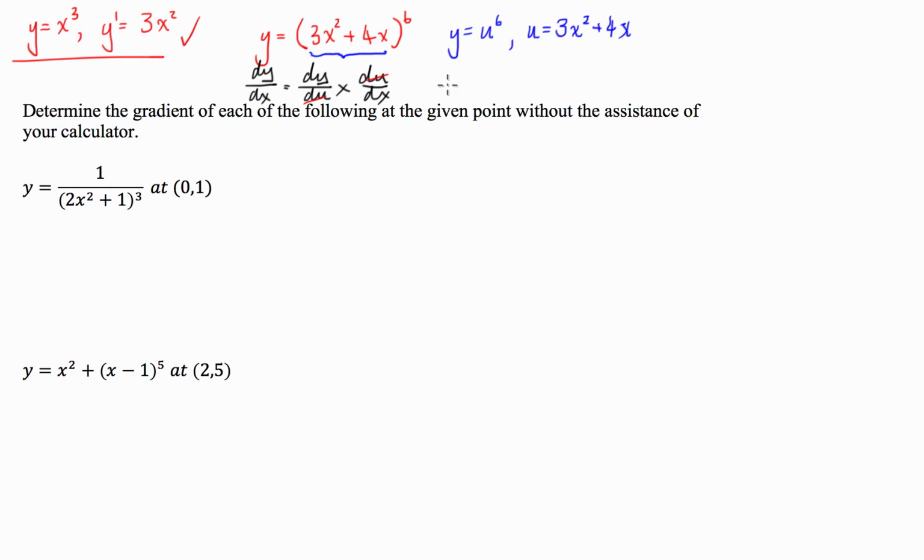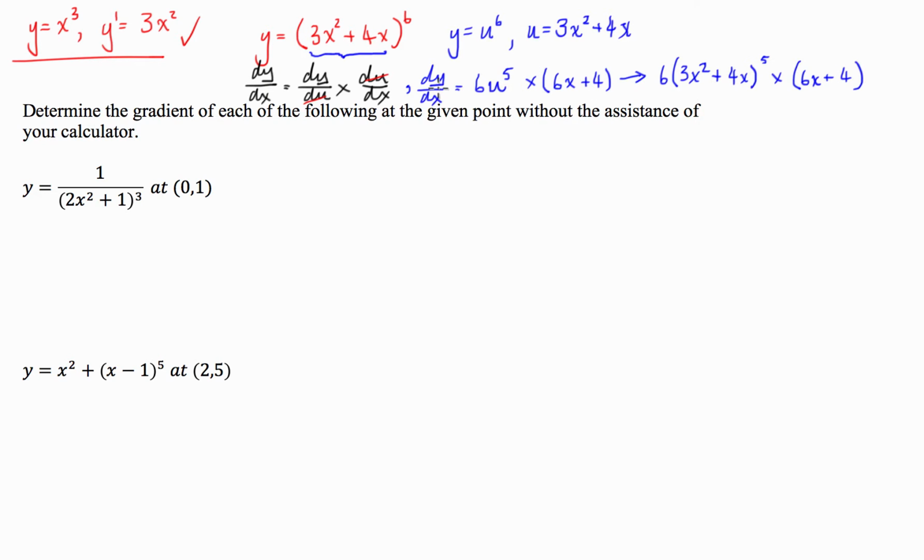So if we wanted to find dy/dx, first of all, we differentiate y in terms of u, using our basic differentiation mechanics. So 6u to the power of 5. And we multiply it by the derivative of this one here, let's put it in brackets, 6x plus 4. Once we've found the derivative, we substitute our u value back in, and we get 6 times (3x squared plus 4x) to the power of 5, times (6x plus 4). We can simplify this, but that is our basic derivative.